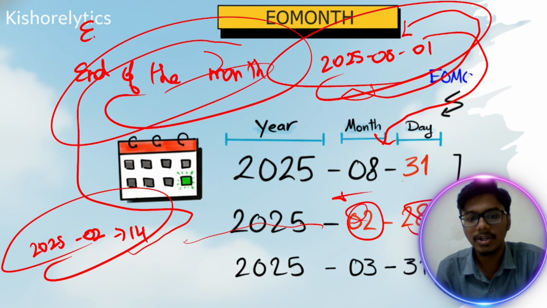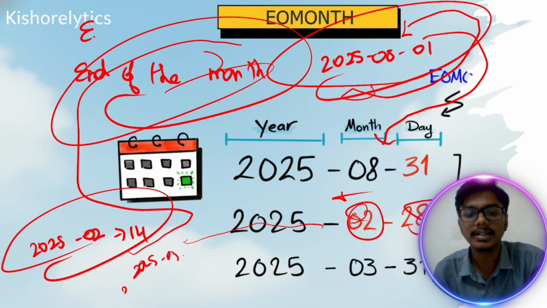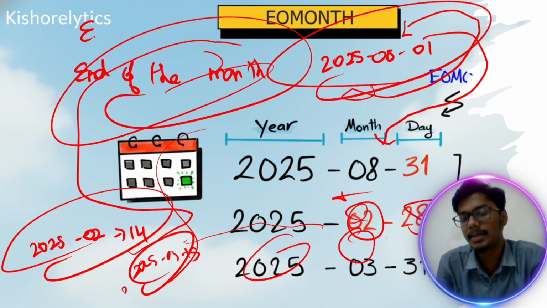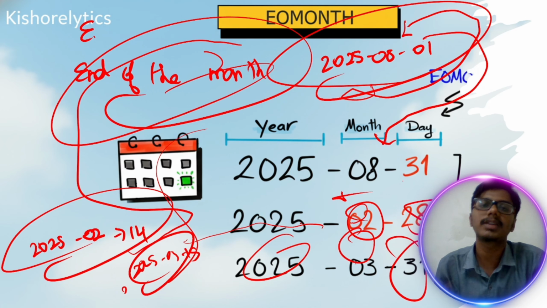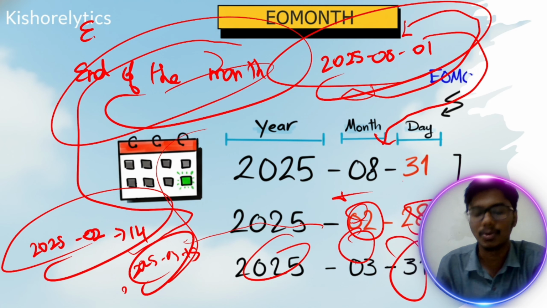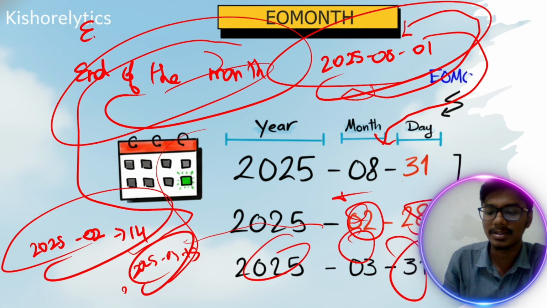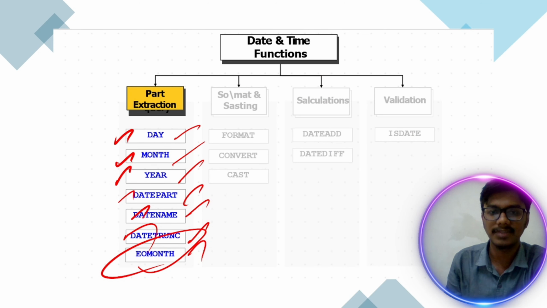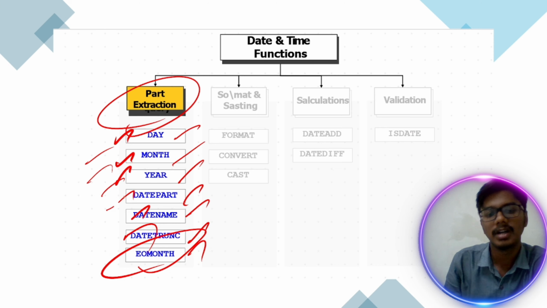So if we give 2025-03-15 to the EOMONTH, we will get 2025-03-31, the 31st of March, as the output. That's why we use the EOMONTH. I think I have covered the date part extractions: the day, month, and year, date part, date name, date trunc, and the EOMONTH.